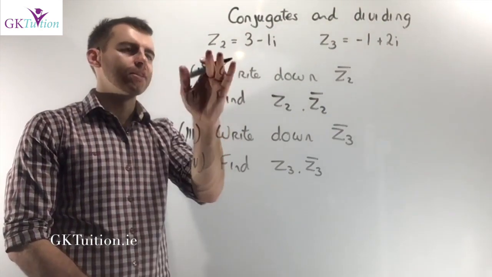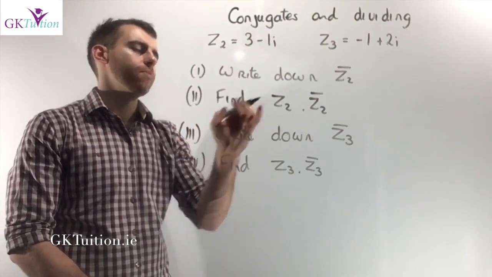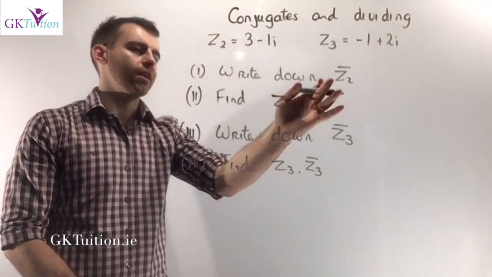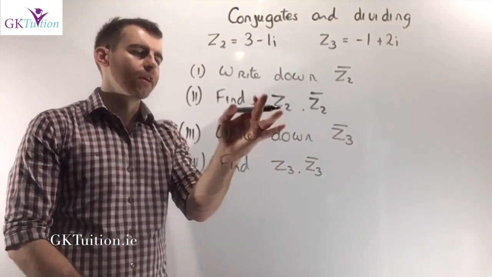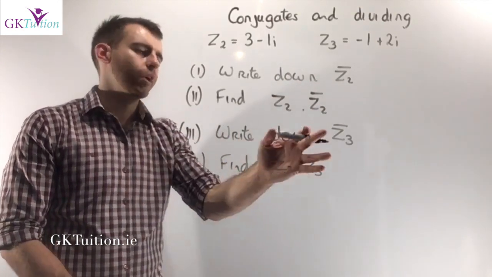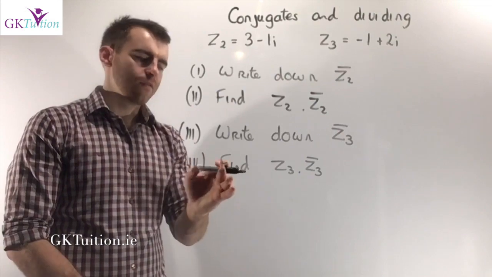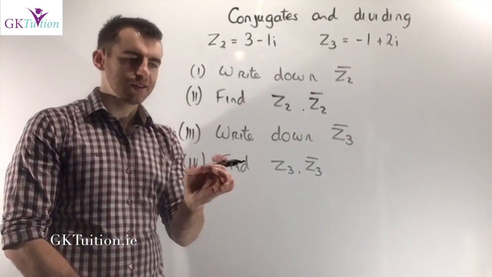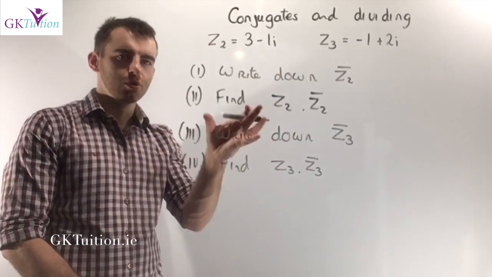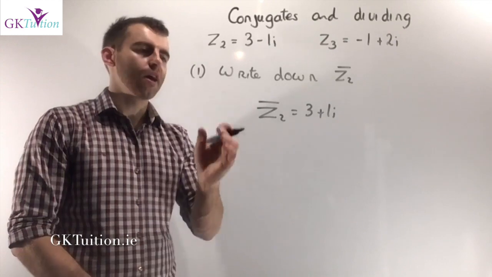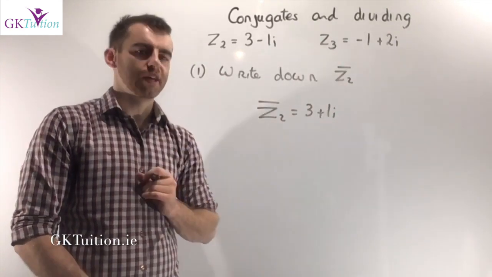Now I'm giving you Z2 is equal to 3 minus 1i, Z3 is equal to minus 1 plus 2i. I want you to write down the conjugate of Z2 and find Z2 multiplied by its conjugate. I want you to write down the conjugate of Z3 and find Z3 multiplied by its conjugate. So take a minute, pause the video, make sure you go through those, and then I'm going to talk to you about the solutions. The first part, I asked you to write down the conjugate of Z2.